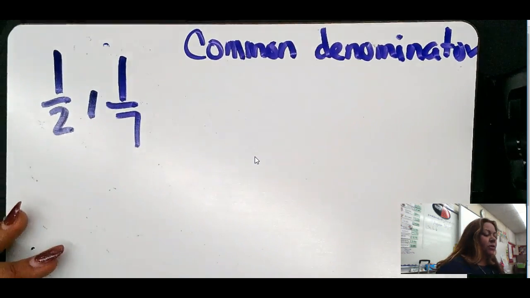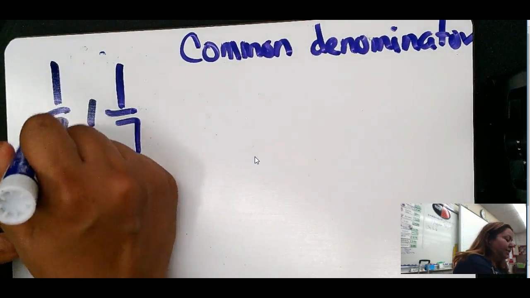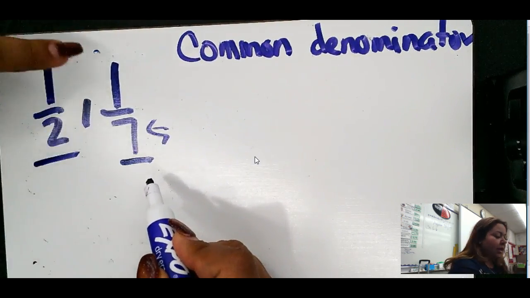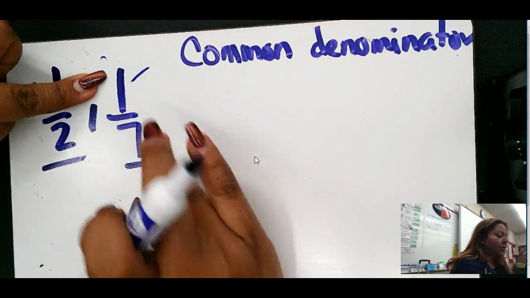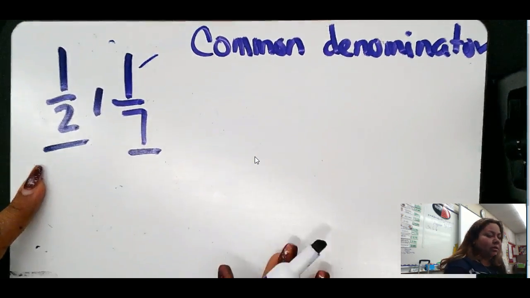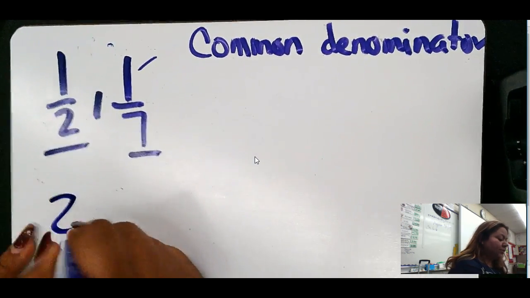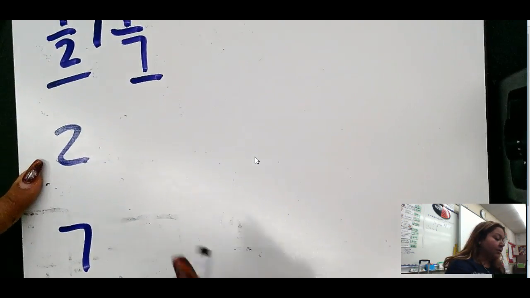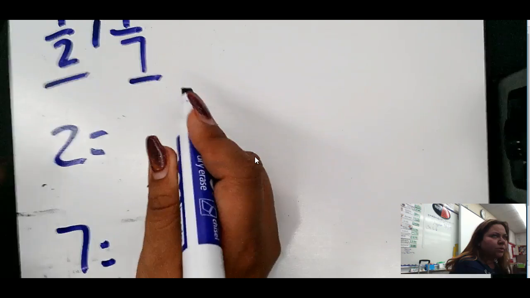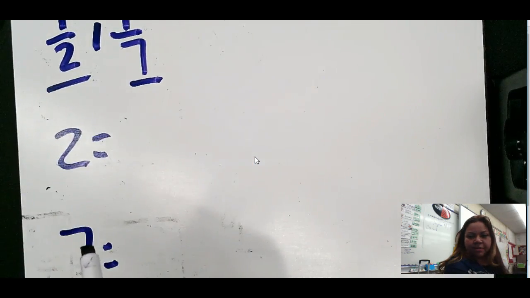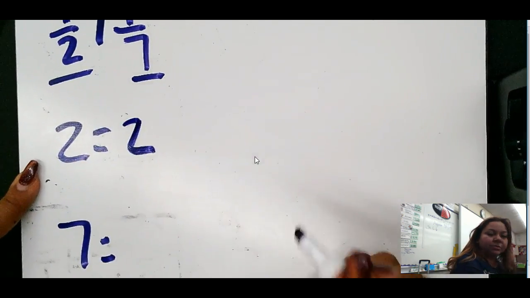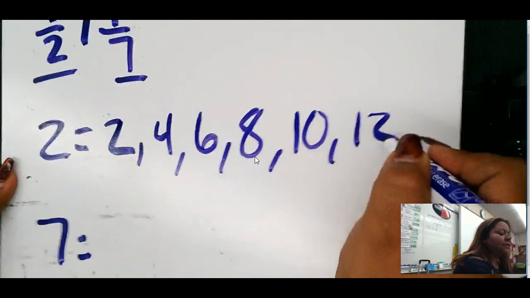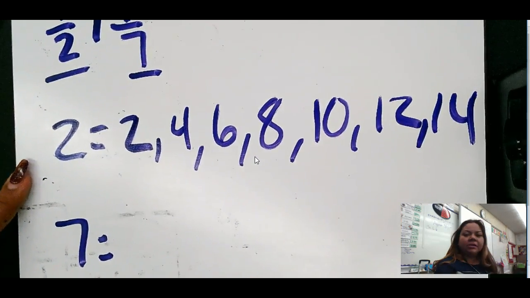Okay, so we are examining our denominator. Remember, the denominator is the number under and the numerator is the one on top. But we are working with the denominator. So, common denominator. Let's write our multiples for 2 and for 7. Let's start with 2. 2 is easy, right? Let's go multiples of 2. That's 2, 4, 6, 8, 10, 12, 14. And I'm going to stop right there.